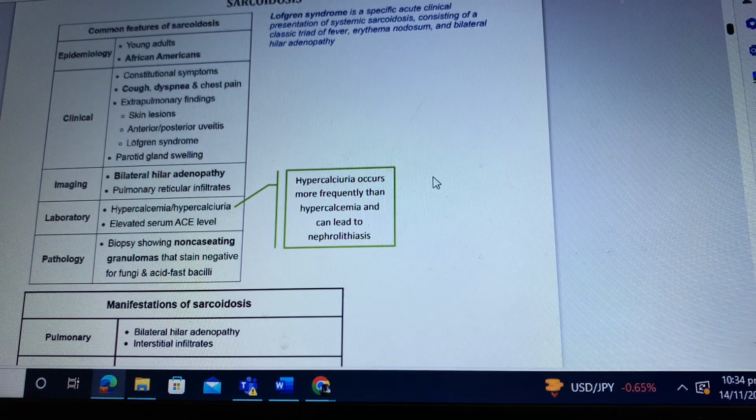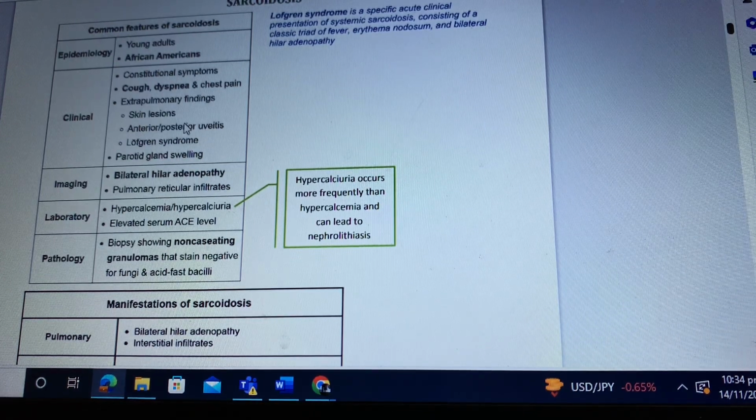There are also extrapulmonary findings associated with sarcoidosis, which could be skin lesions, anterior-posterior uveitis, and Lofgren syndrome, and something very different that has an association with sarcoidosis, parotid gland swelling. Lofgren syndrome is a manifestation of three things: fever, erythema nodosum, which is skin manifestations on the shins and the heel, and bilateral hilar adenopathy.